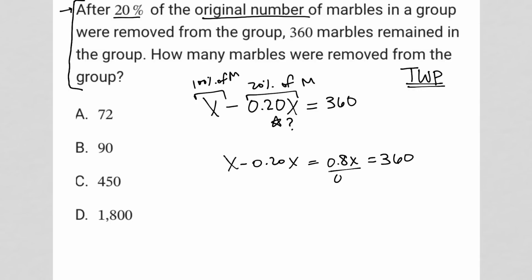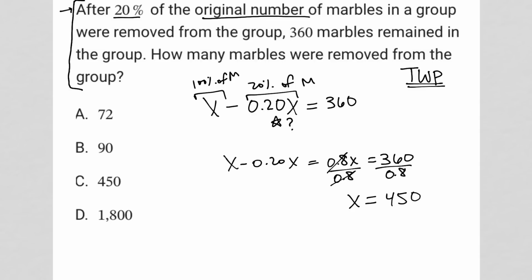I can divide both sides here by 0.8. And what I get is that X is equal to, go to my calculator and see what is 360 divided by 0.8. I get 450, so X is 450. So there must have originally been 450 marbles. But the question isn't asking me to solve for X, so be very wary of that.